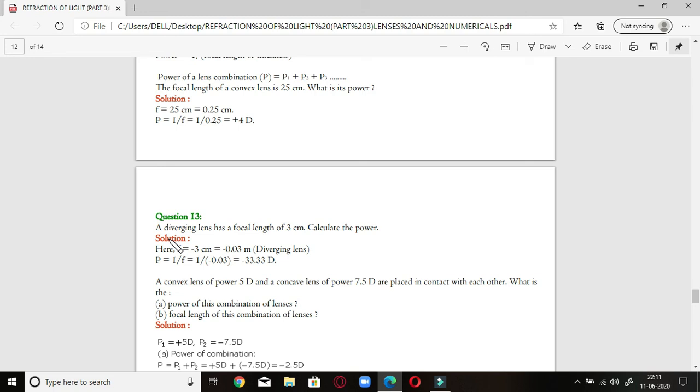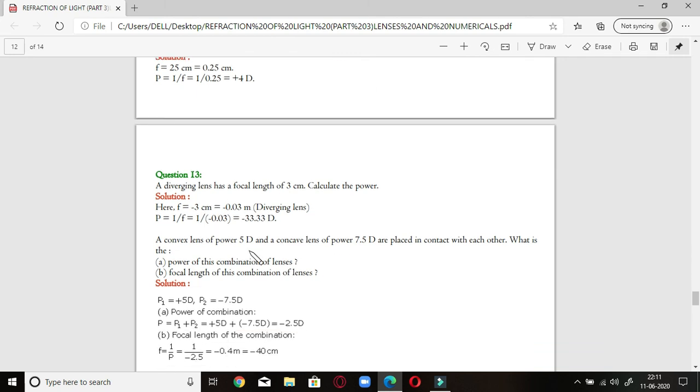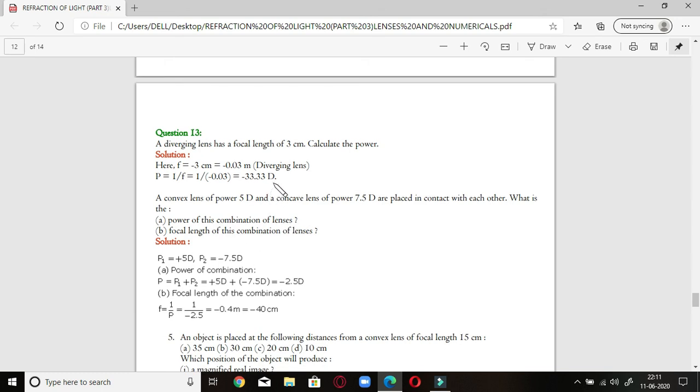Another, a diverging lens, that is the concave lens. Focal length is minus 3 centimeter. Calculate the power. Again minus 3 centimeter converted to meter, and power is found to be minus 33.33D, or P is equal to 100 upon F can also be used, that is 100 upon 3. You can again find this answer.